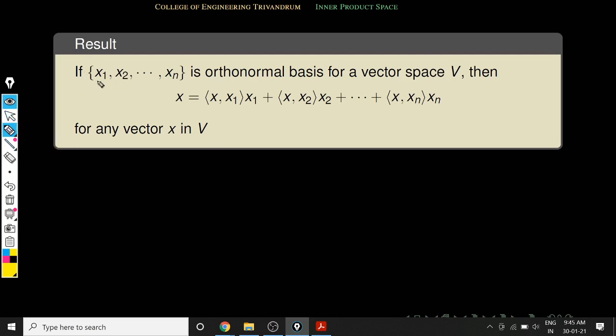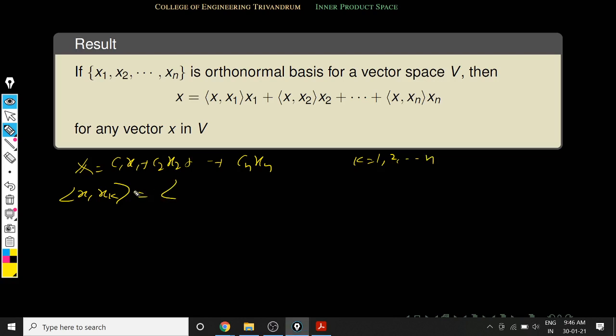Here we assume that this is a basis for some vector space V. Then we know that every vector x can be written as a unique linear combination of the xi, that means c1 x1 plus c2 x2 etc. plus cn xn. This is possible because this set is a basis. Since it's a basis, every vector is uniquely represented like this. Clear? Next we consider the inner product of x and xk.